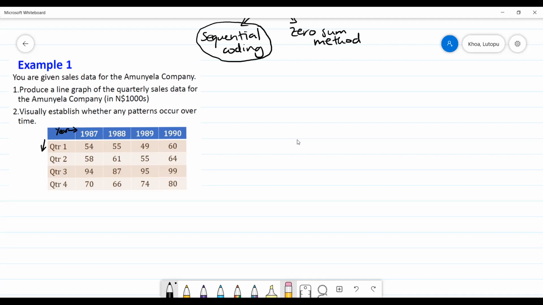Okay, so usually on the x-axis, we will plot the time, and then on the y-axis, we will plot these values. So remember, these are in thousands. So this is, for example, 54,000, that is 58,000, and so on. Okay, so I'll show you how to do it.